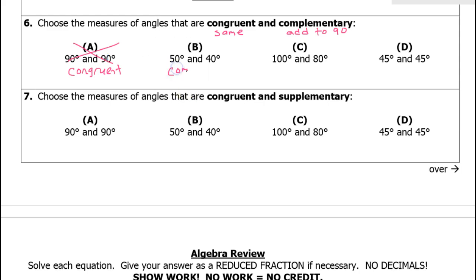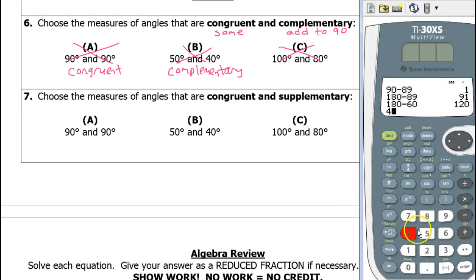These are complementary because they add up to 90, but they are not congruent. They are not the same. These are neither congruent nor complementary. They are not the same, and they also do not add up to 90. That just leaves D, which thankfully is the correct answer, because they are both congruent and complementary. They are the same, and they add up to 90 degrees. Alright, think of it. 45 plus 45. Oh, look, that's 90 degrees, complementary.